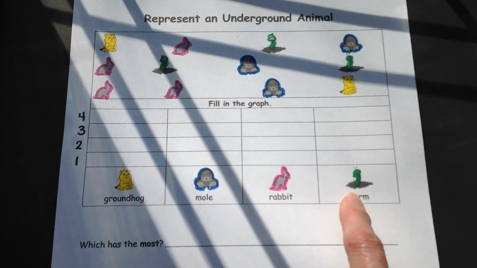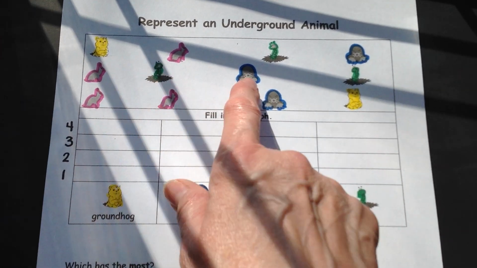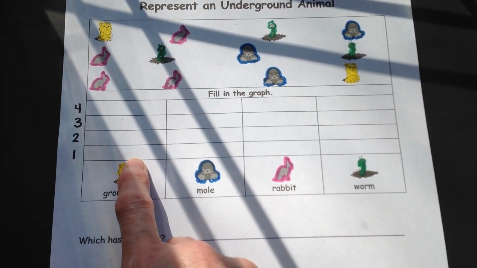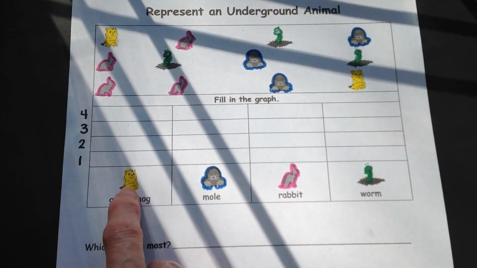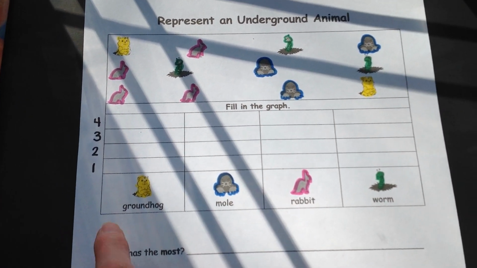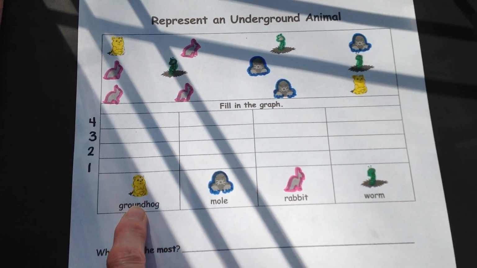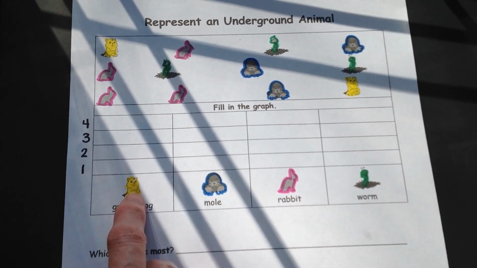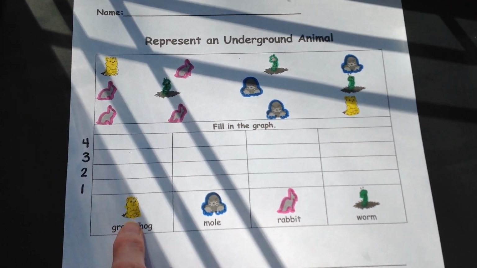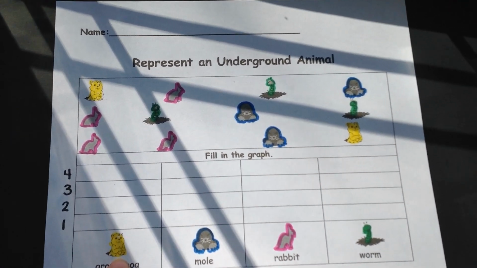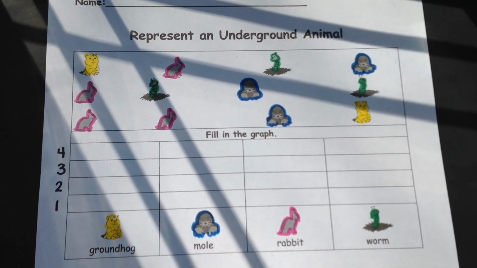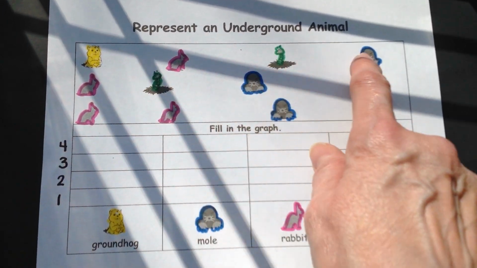And we need to find out how many of each one of these we have in the picture. And then we're going to color in the boxes to match how many we have in the picture. So let's get started with our first creature, the groundhog. Now the groundhog is yellow on my paper, so that will help me find the groundhogs. So up in the picture, let's find the groundhogs. Can you find any groundhogs in this picture up here?